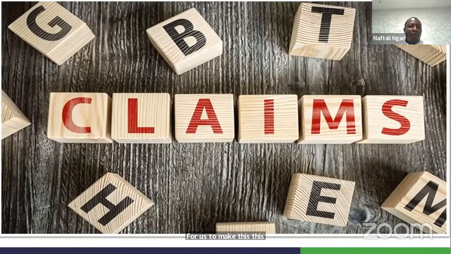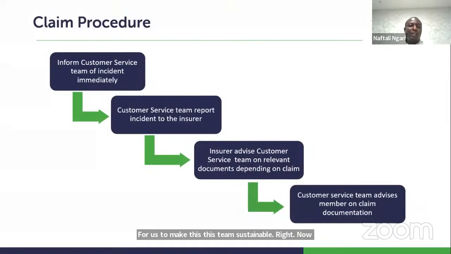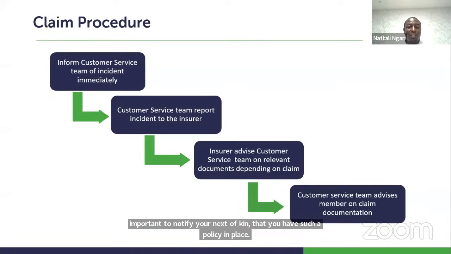Right. Now, having understood the benefits, we can now look at what we need to do when we have a claim. For you, the member, it's very simple. You need to first inform the customer service team of the incident as soon as reasonably possible. Do not wait for a very long period of time. It is also important to notify your next of kin that you have such a policy in place in the event of anything happening to you.